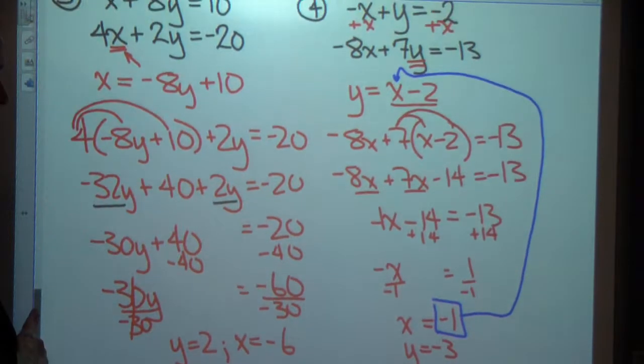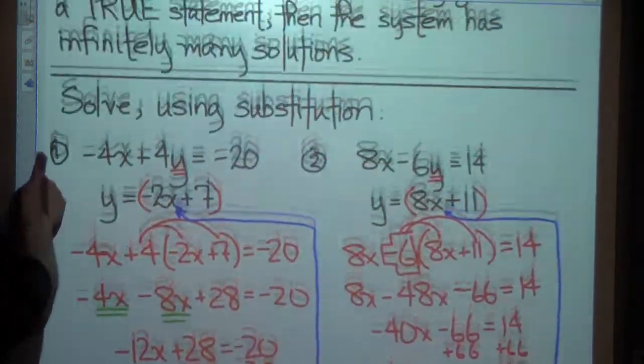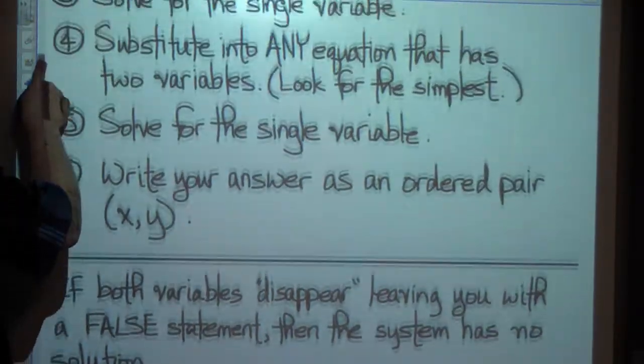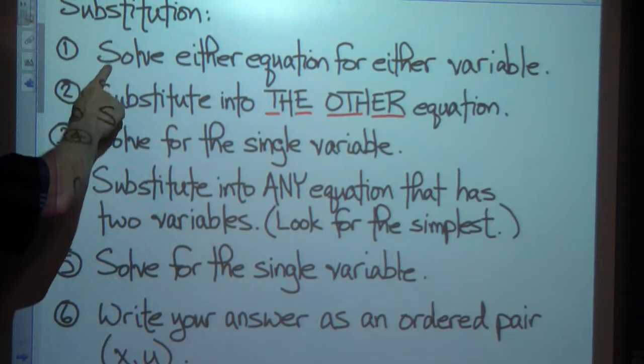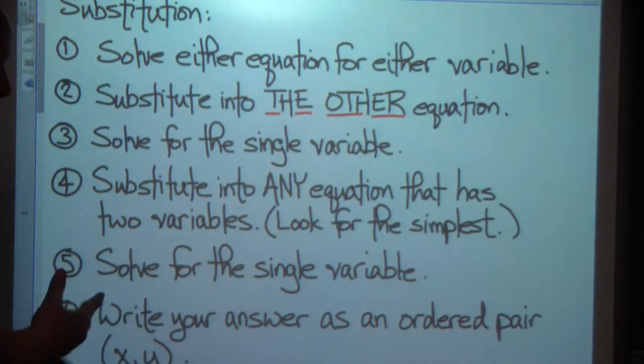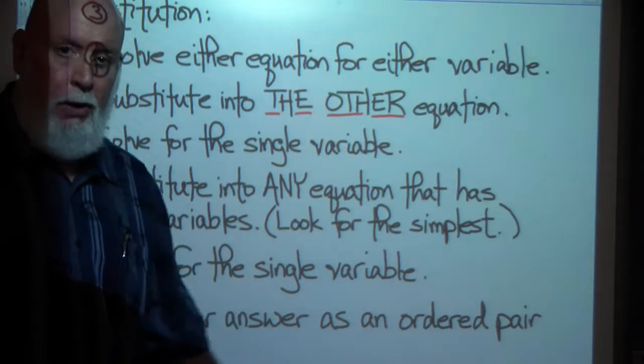Okay, so that's using substitution. It's all based on these steps. By the time you get to step 6, you'll be looking at an ordered pair that will make both of your equations true. You can do this.